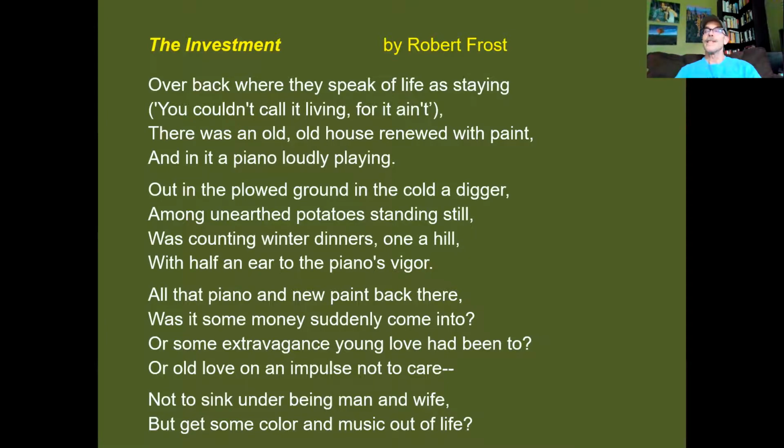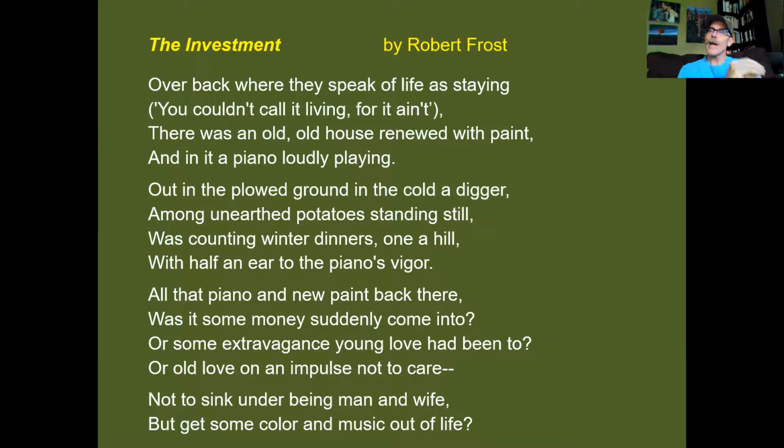Now, the idea is that where they are living is over back. You couldn't call it living for it ain't. So this is a sort of side comment about the fact that they are impoverished. How impoverished are they? The man here, the digger, among unearthed, plowed ground in the cold. When we think of plowed ground, we think of spring, right? Promise and all this kind of stuff.